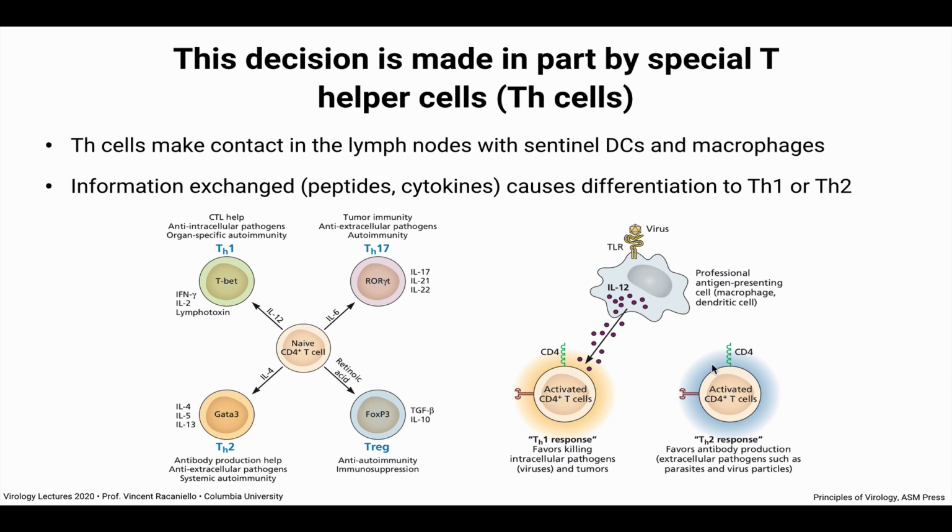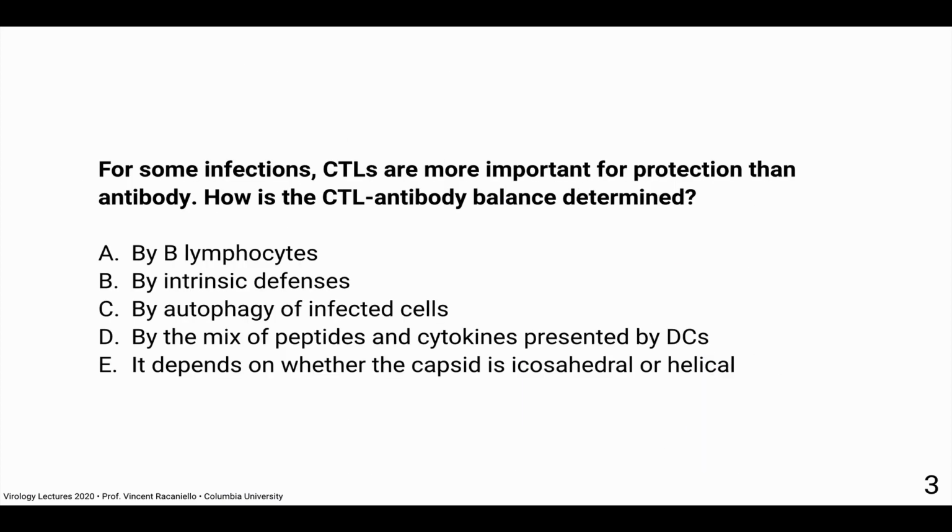Our last question for today is, for some infections, CTLs are more important for protection than antibody. How is the CTL antibody balance determined? A, by B lymphocytes, B, by intrinsic defenses, C, by autophagy of infected cells, D, by the mix of peptides and cytokines presented by DCs, or it depends on whether the capsid is icosahedral or helical. The answer is D, by the mix of peptides and cytokines presented by DCs. That determines whether you get the right TH subset differentiation to make antibodies or CTLs.